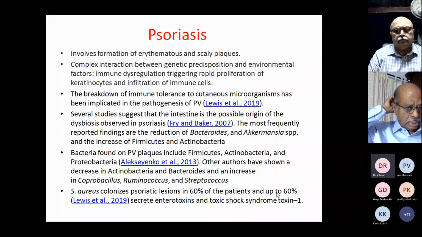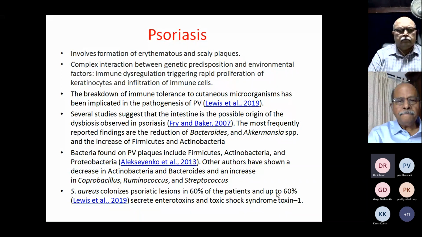Now, if we talk of the skin flora, various bacteria found on the psoriasis plaques include Firmicutes, Actinobacteria and Proteobacteria. Some other authors have also shown that there is a decrease in good bacteria like Actinobacteria and Bacteroides, and an increase in Coprobacillus, Ruminococcus, and Streptococcus.